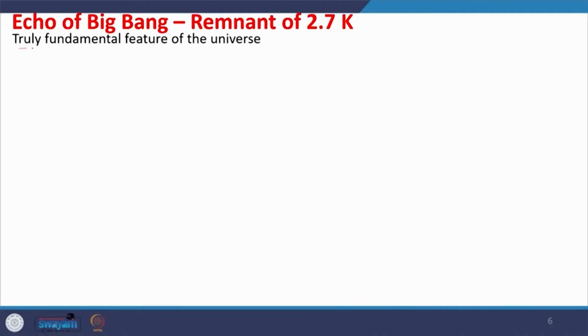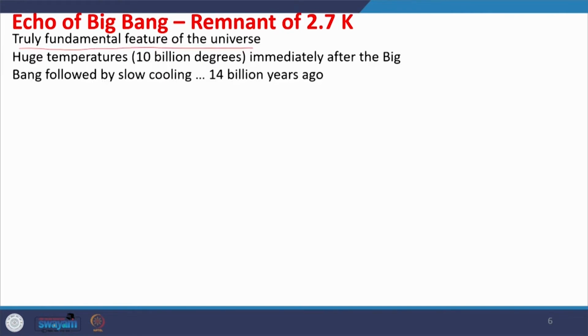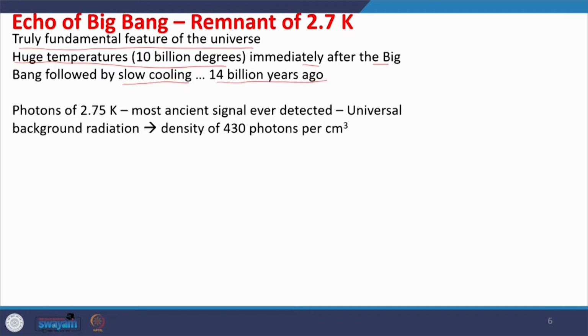Like Hubble's law, it is also a fundamental feature of the universe. Initially, when the Big Bang happened, there were huge temperatures, 10 billion degrees immediately after the Big Bang. Of course, slow cooling happened. All these things started around 14 billion years ago. Now, the detection of photons whose energy corresponds to a temperature of 2.75 kelvins has been designated as the most ancient signal ever detected.